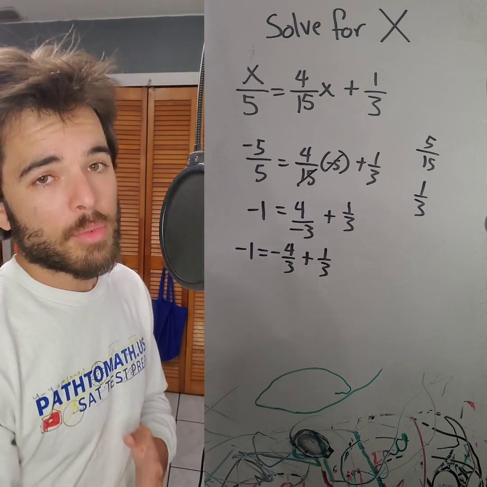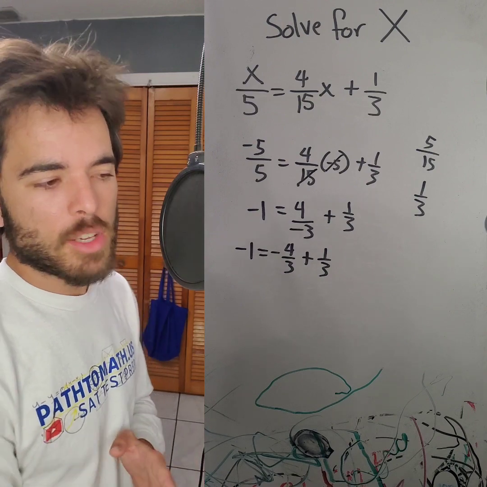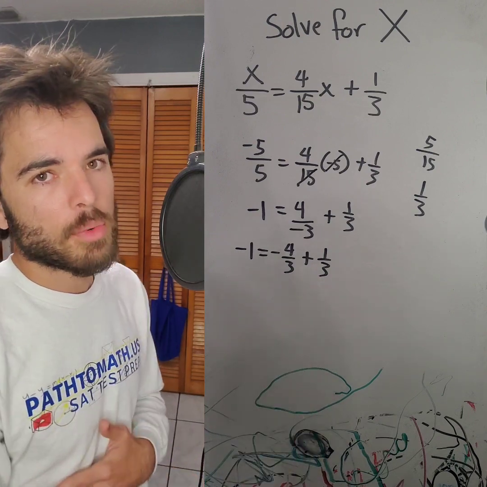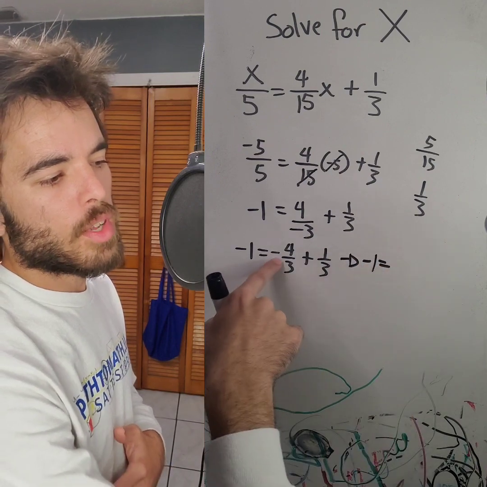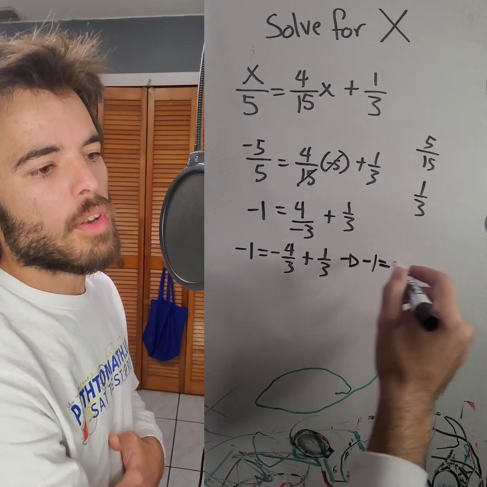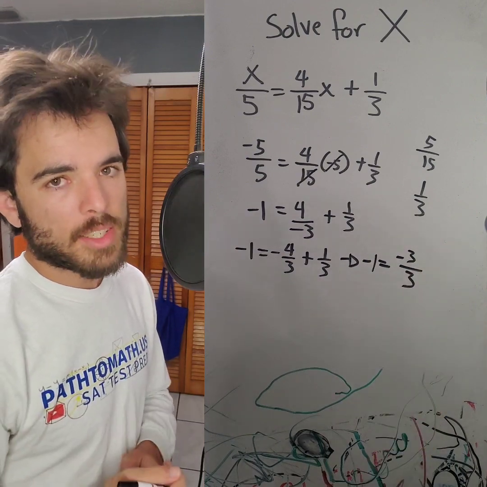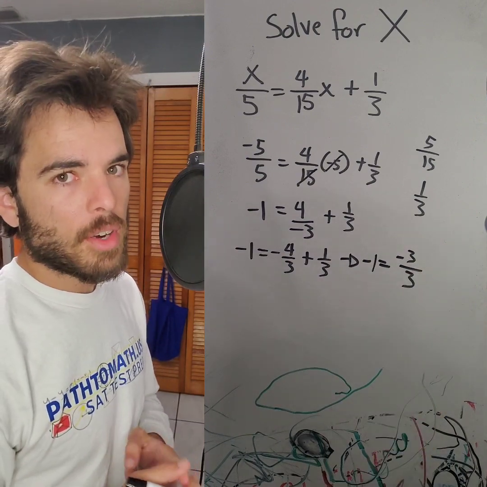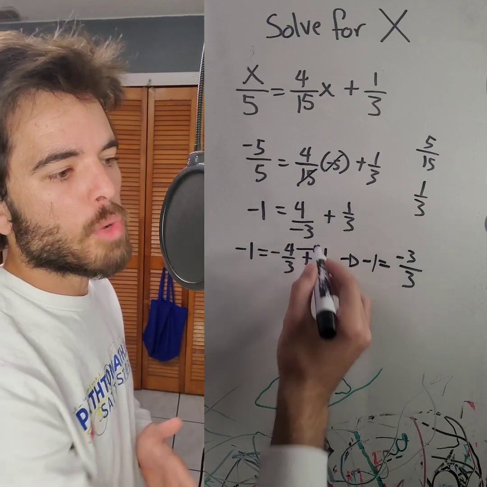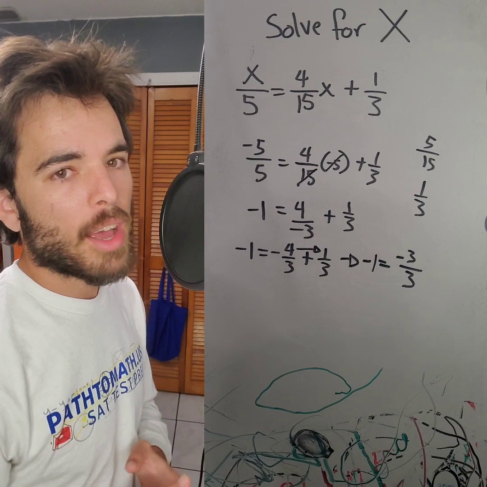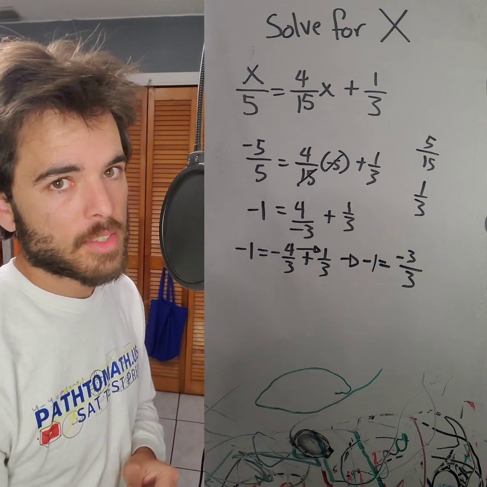Now I want to combine fractions. I don't necessarily want to eliminate fractions right now. I want to just combine them because we have a matching denominator. So that's pretty helpful. That's going to become -1 equals a -4 plus a 1. So that's -3 over 3. When you're adding or subtracting fractions, you need a matching denominator. When you have that matching denominator, all you do is combine the numerator. Whatever's in the numerator, that's what you add. Don't change the denominator when you're adding or subtracting fractions.